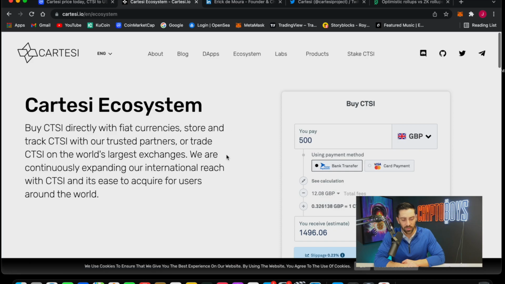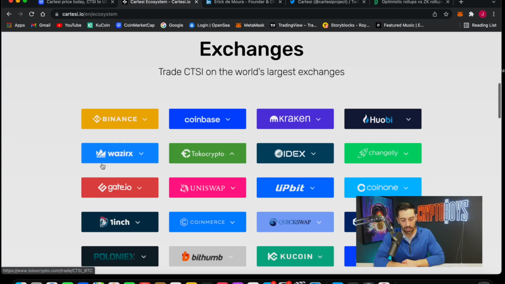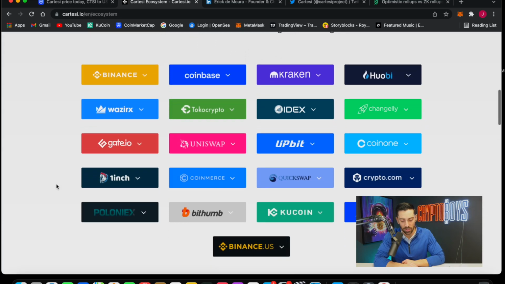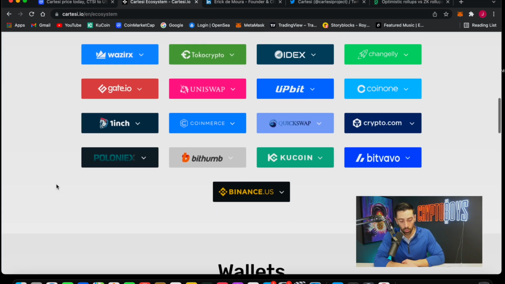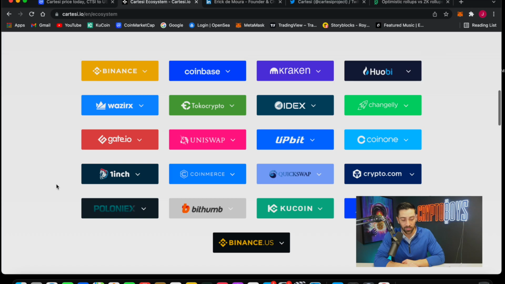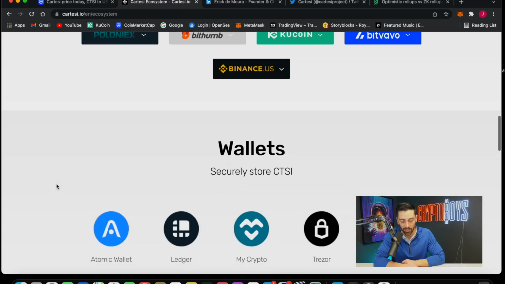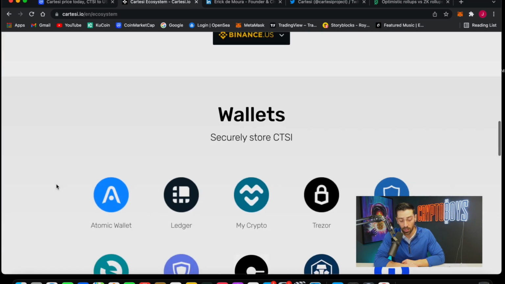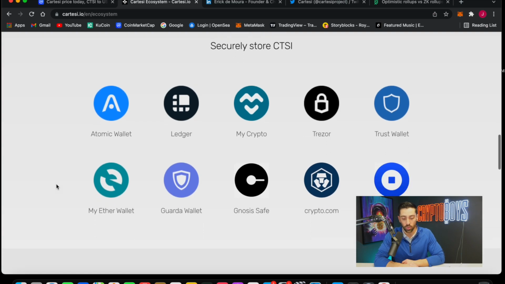Clicking on the ecosystem, the Cartesi ecosystem. Well, where can I buy Cartesi? Is it good? Should I do it? Well, let's check it out. Check out all of these exchanges that you can buy Cartesi on. Binance, Coinbase, KuCoin, Uniswap, centralized, decentralized, you name it. You can get it in a lot of different places, whether in the US or not. Crypto.com. I mean, there's a ton of them. It also gives you options on wallets where you can securely store your Cartesi.